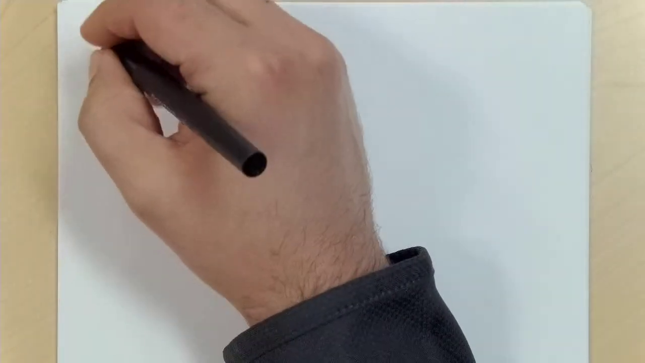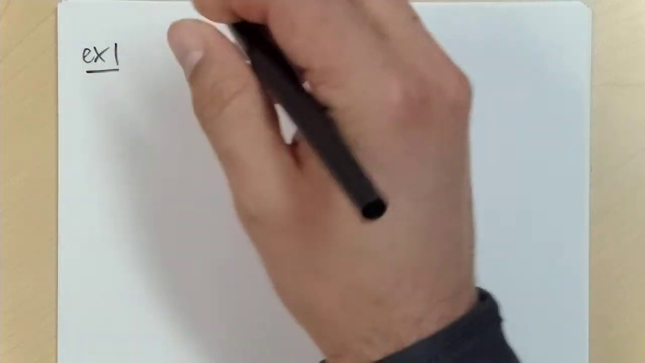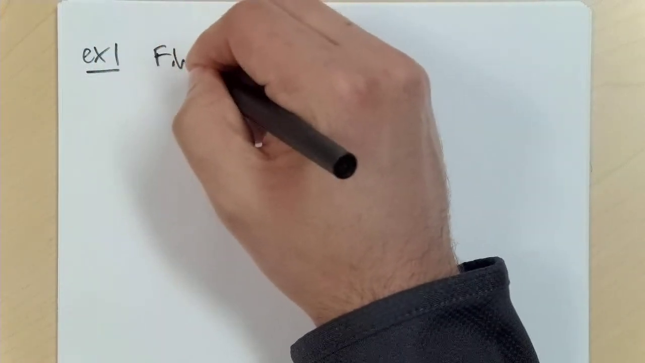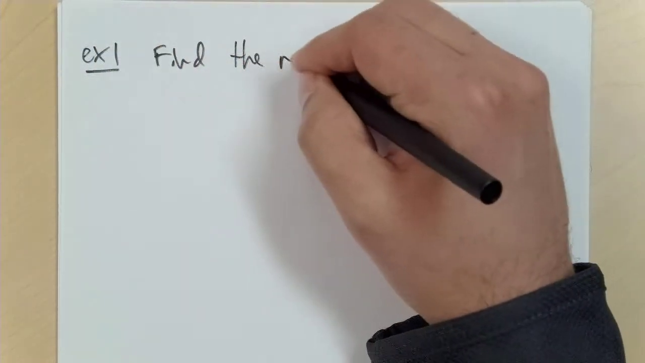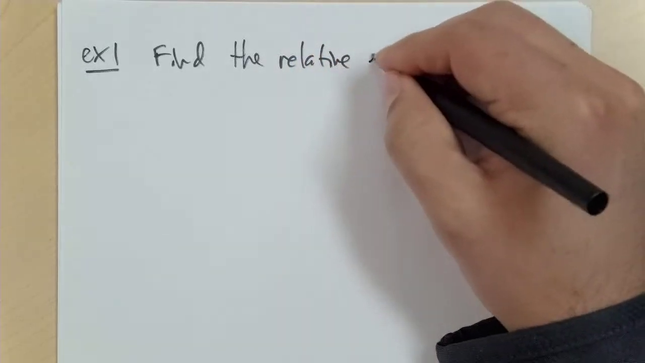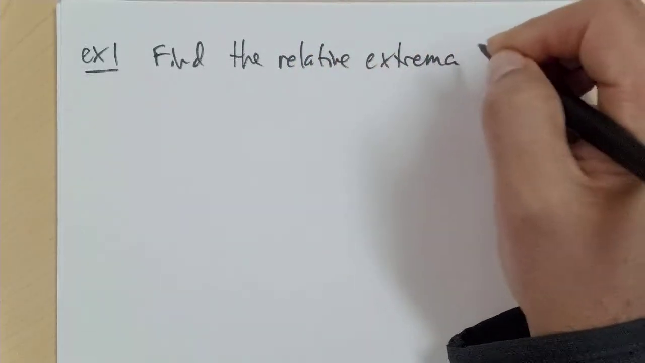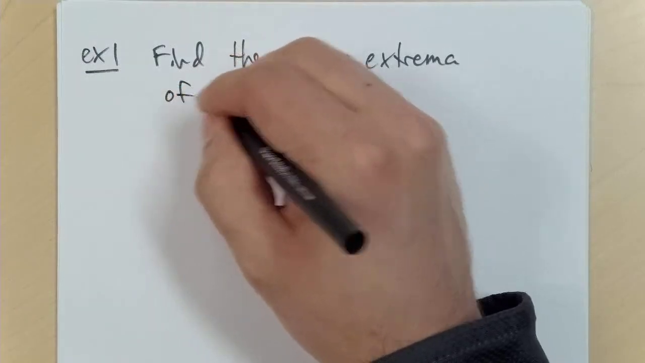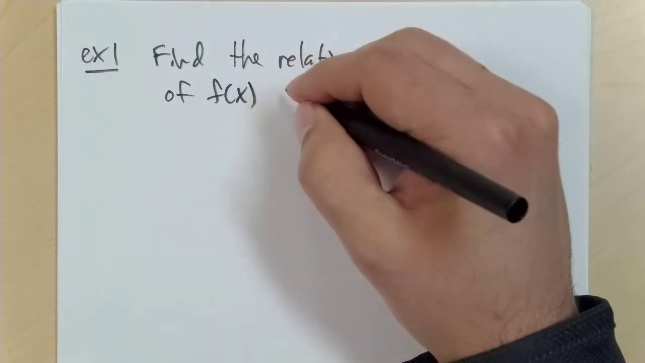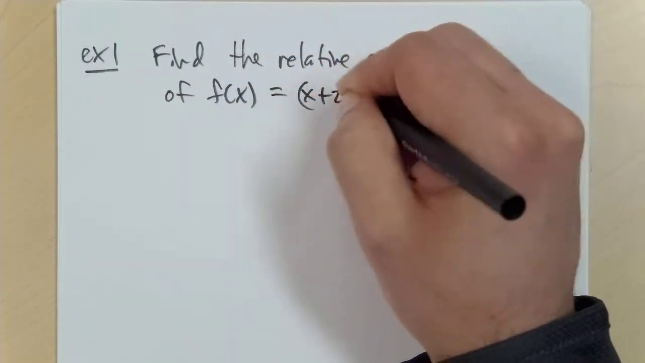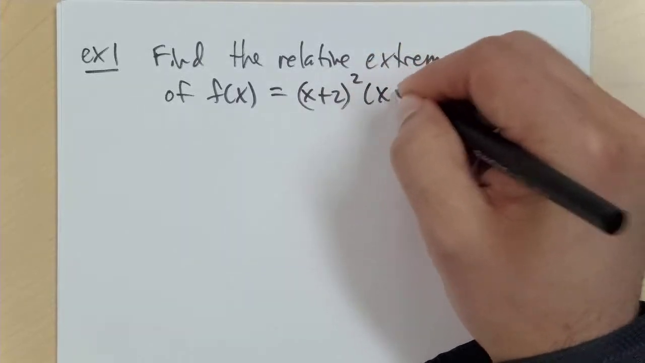Okay? So I'm going to do some examples quickly. Again, I recommend pausing so that you can try some of these examples on your own if you have an idea of what to do. So find the relative extrema of f of x equals (x plus 2) squared times (x minus 1).